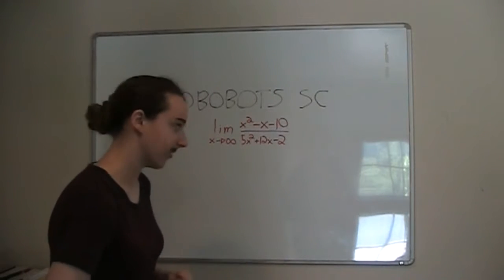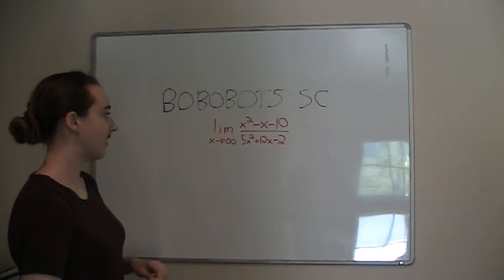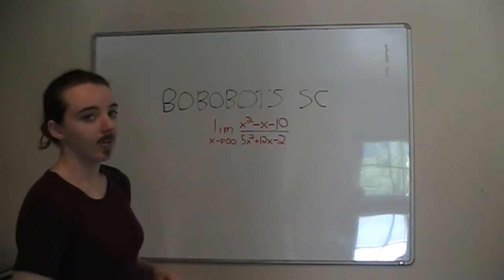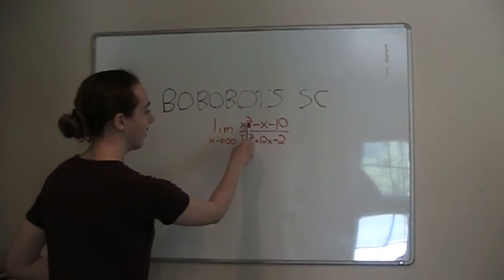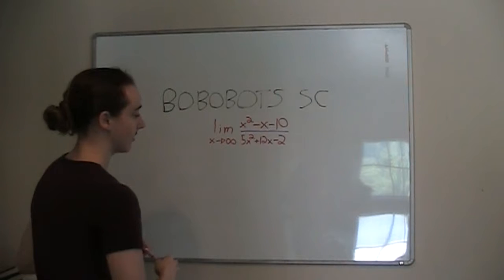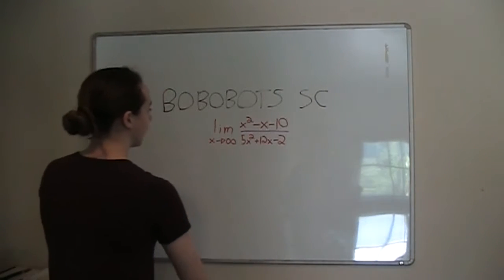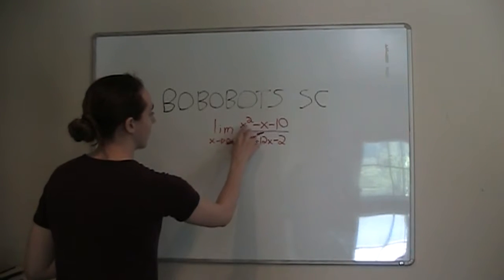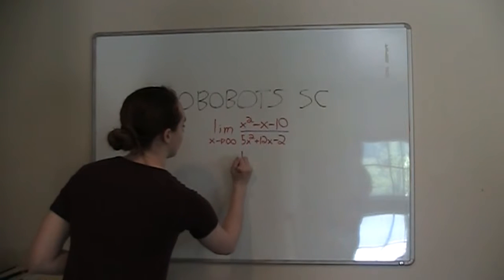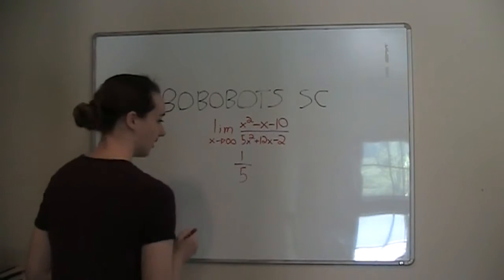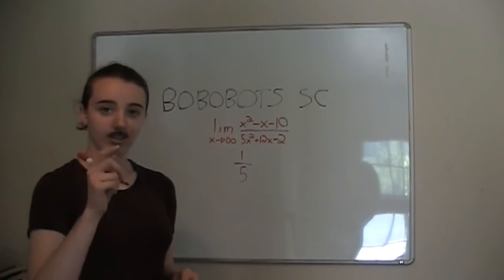Let's take a look at that same function. The limit as x approaches infinity of x squared minus x minus 10 over 5x squared plus 12x minus 2. The highest degree of x in the numerator is 2. The highest degree in the denominator is 2. They're the same, so we're going to look at the coefficients. The coefficient of x squared is 1. The coefficient of 5x squared is 5. So the answer is 1 over 5. As you can see, we got the same answer that we got using L'Hopital's rule.